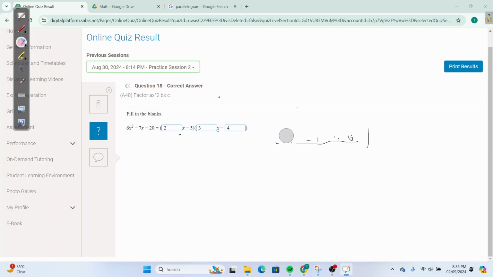Now, sometimes they will trick you and they will let you write 1x. Try all of the factors just to be safe. Factor it out properly. And you'll hopefully get your answer.